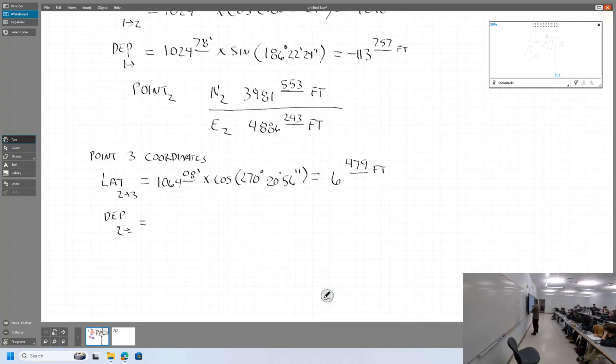Rewrite the formula for departure here. So again, the departure is the slope distance times the sine of your azimuth, which is 1,064.08 times the sine of the azimuth, that's 270 degrees, 20 minutes, 56 seconds. And I get negative 1,064.6.